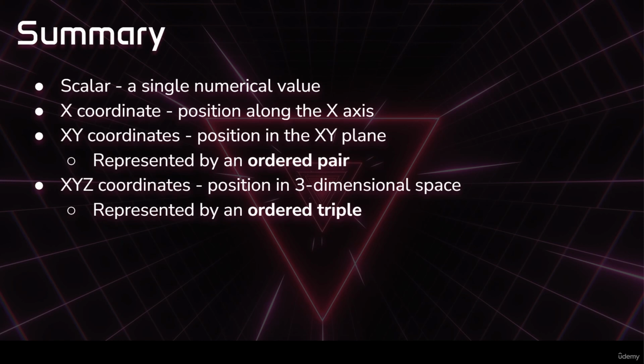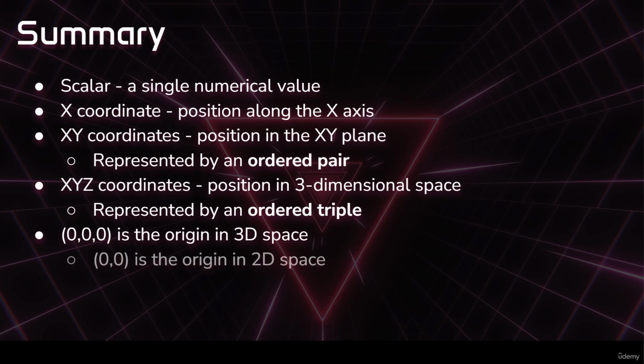And we learned that in any coordinate system, the point in space where all coordinates are 0 is called the origin. So in three-dimensional space, that would be 0, 0, 0. And in two-dimensional space, that would be 0, 0. So now we understand coordinates, and these are crucial to understanding vectors, which we'll talk about very soon.